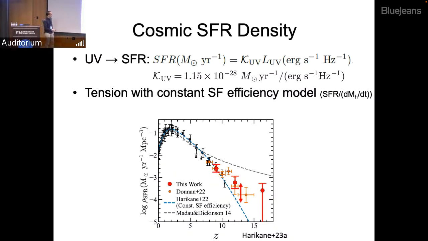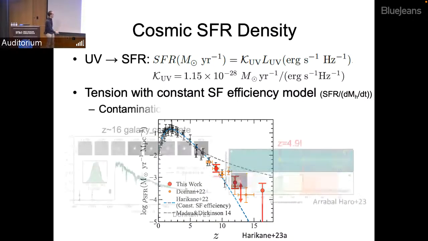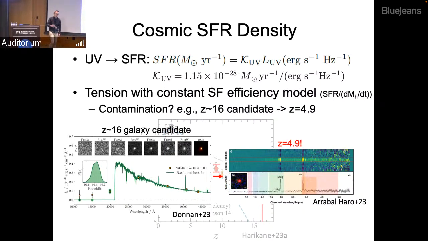This tension may indicate that some physics is different at high redshift. However, there is one caveat. All of these data points are based on photometric candidates of high-redshift galaxies selected with the NIRCam imaging dataset, so there is always a concern about low-redshift interlopers. For example, the previously claimed redshift 16 galaxy candidate turned out, from NIRSpec spectroscopy, to be a redshift 4.9 low-redshift interloper with very strong H-alpha and [OIII] emission lines, which boosted the broadband photometry and mimicked the Lyman break-like shape in the NIRCam imaging.